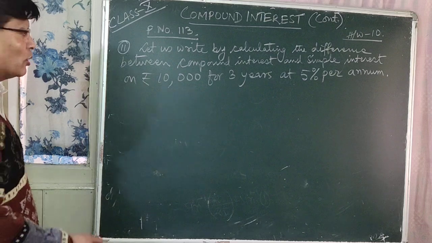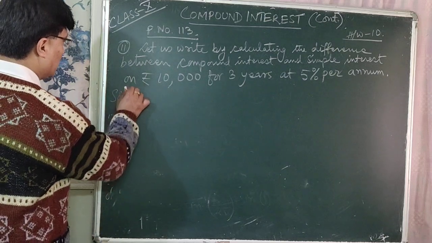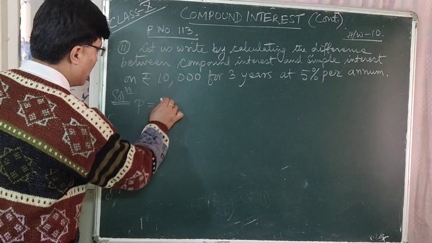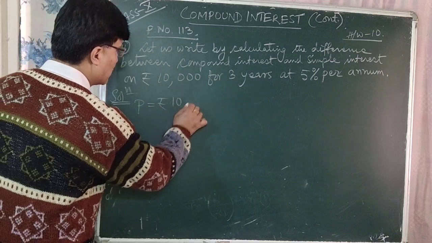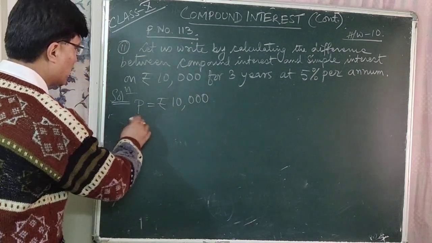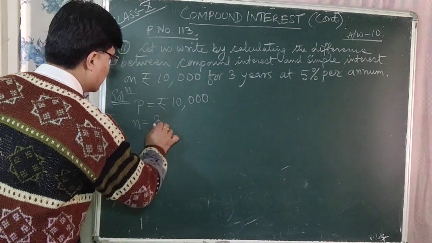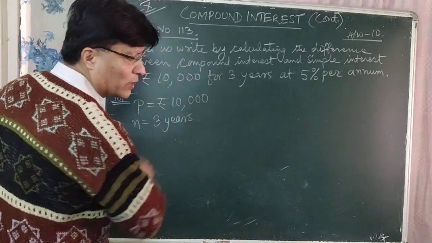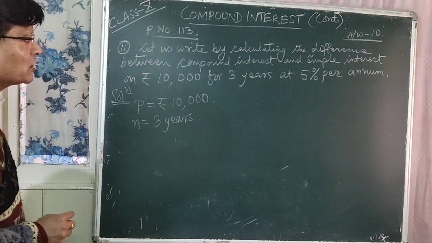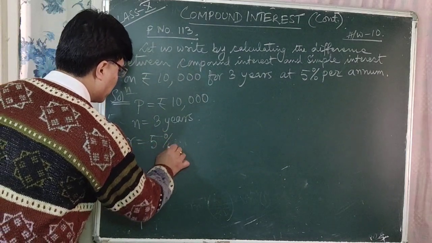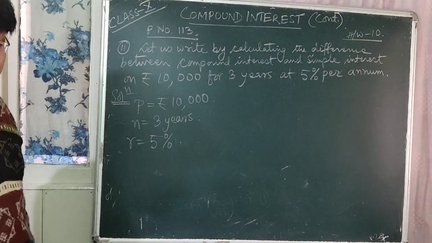Okay, now let's do the solution. Now solution. So what is the principal here? Rupees 10,000. Time n is equal to 3 years, and what is the rate of compound interest per annum? It is 5%. This is for the compound interest.